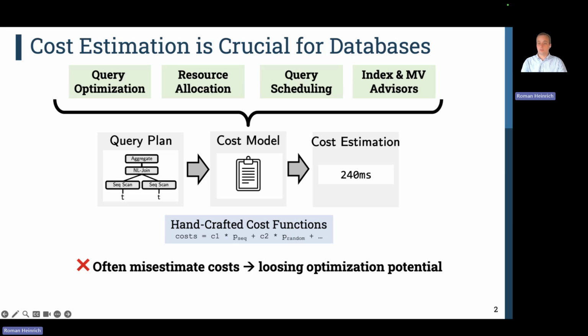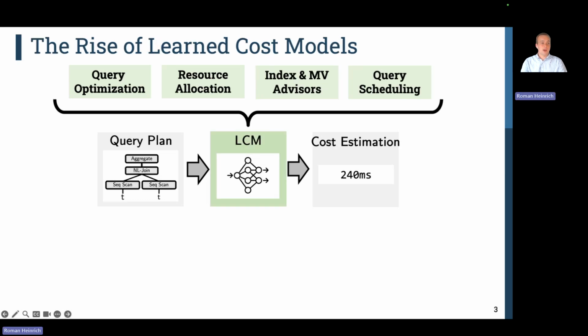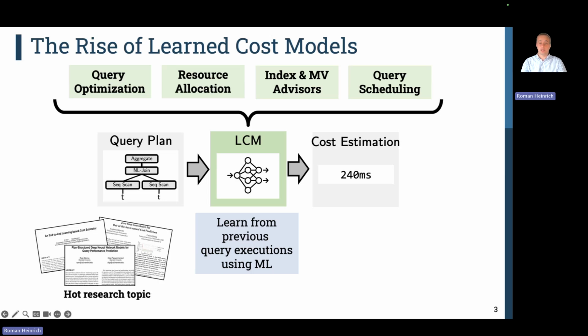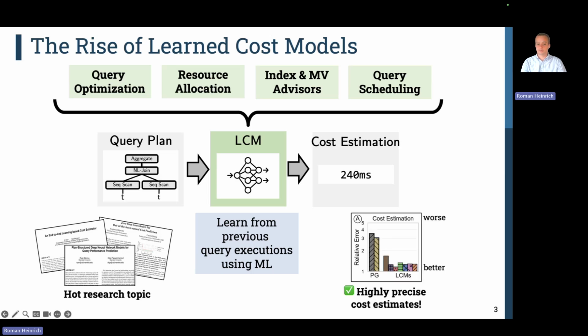So research agreed that we need more accurate cost models. Overall, this led to the rise of learned cost models. Here, the idea is to use machine learning to learn from previous query executions in order to predict runtimes more precisely. Overall, this is in fact a hot research topic, as we saw many recent papers in SIGMOD, VLDB, or ICDE over the last years. And the good news is that learned cost models are able to provide highly precise cost estimates.